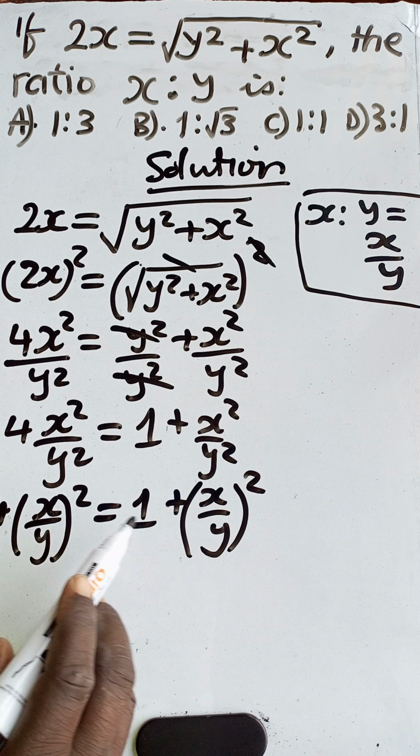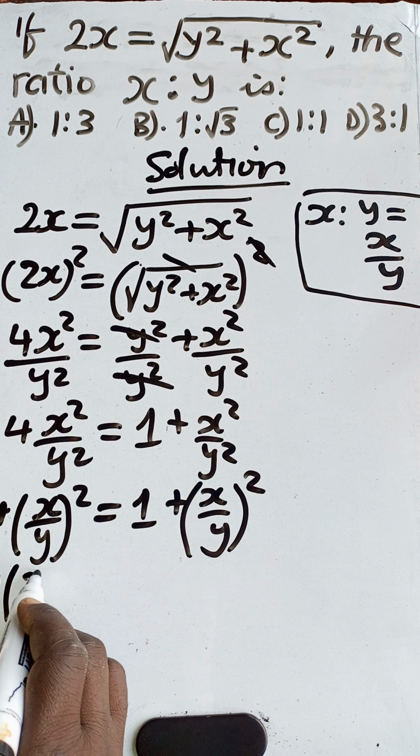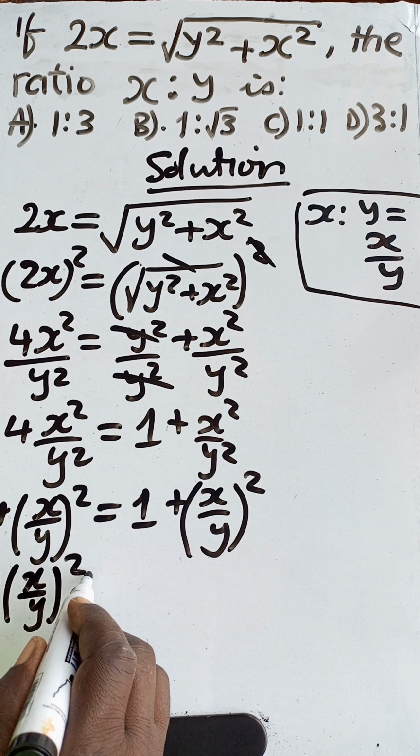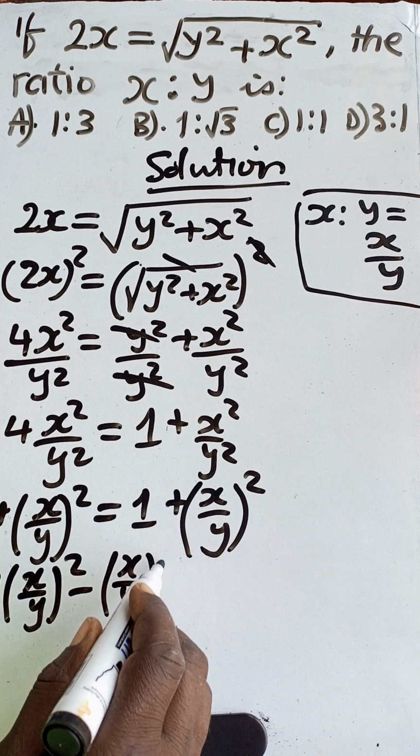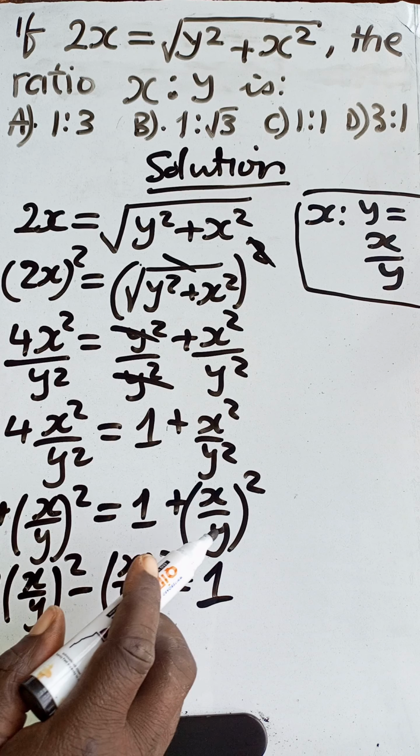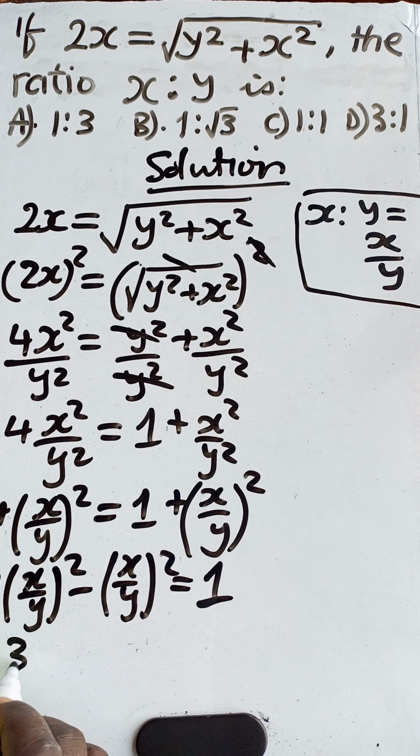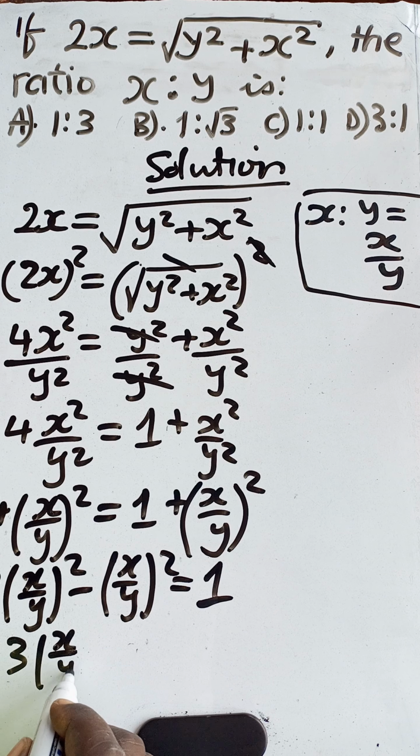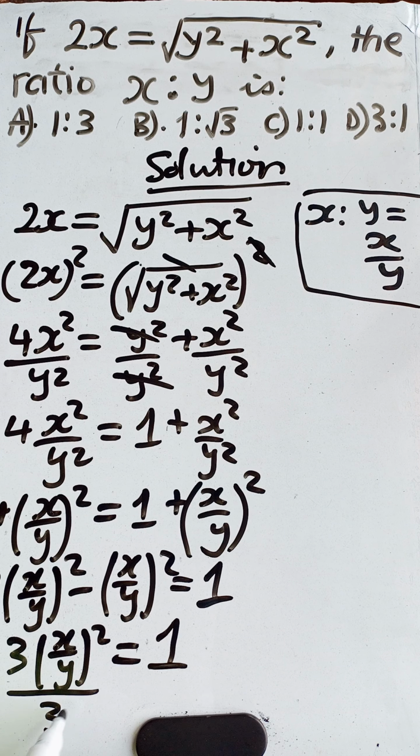There are 4 of them here. There's 1 here. If we take this one this way, we have 4 times x all over y squared minus 1 of it, x all over y all squared, is equal to 1. We have taken this one this way. 4 minus 1 is 3. So finally we have 3 times x all over y squared is equal to 1. What next do? We divide both sides by 3.